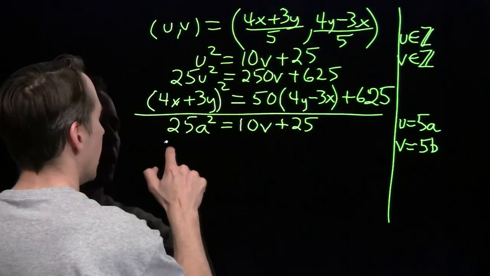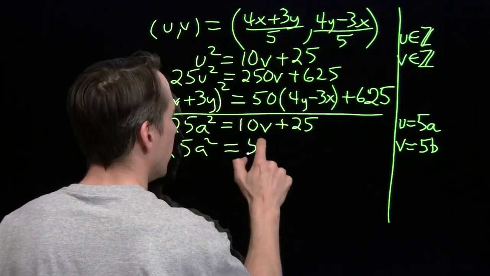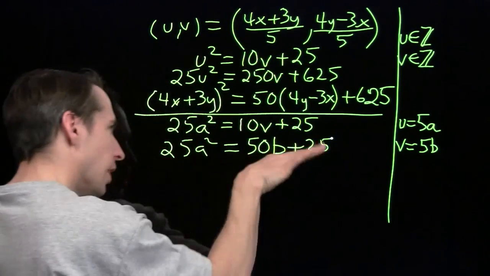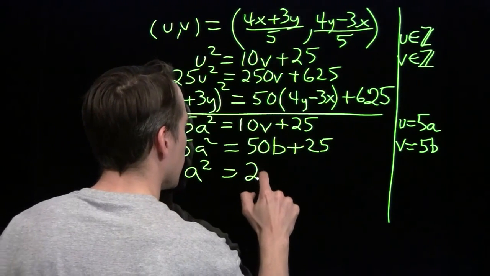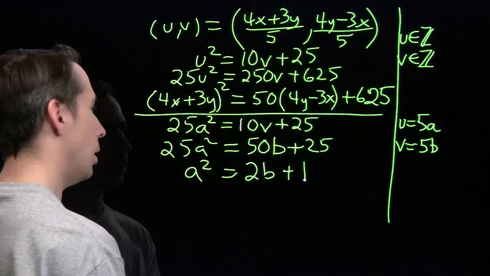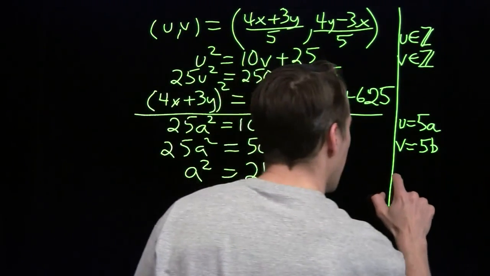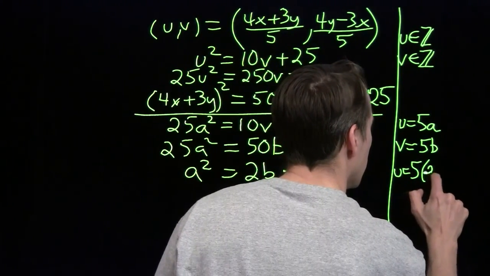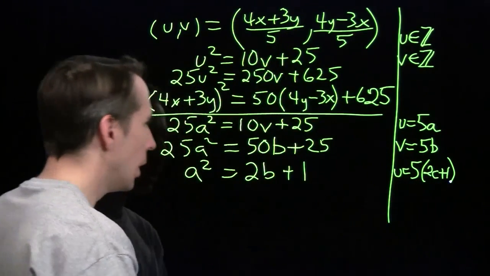Drop that in here. Now I've got 25a squared equals 50b plus 25. Divide everything out by 25, and we've got something much cleaner to look at. a squared is 2b plus 1. And a and b are integers, so a is odd. a is odd, so now I can write u as 5 times 2c plus 1 for some integer c. That forces a to be odd.